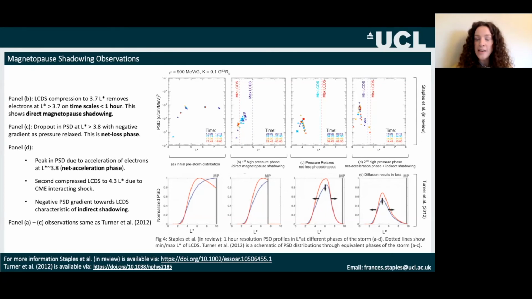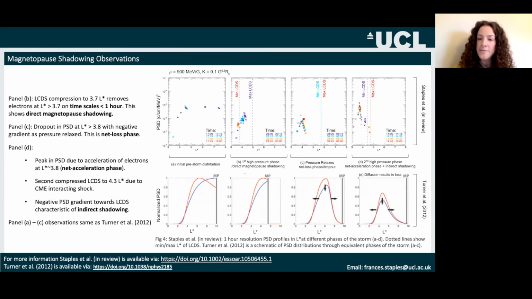Panel D that we show differs significantly from the panel D in Turner et al. of 2012. First of all, we have a growing peak in phase-space density at an L star of 3.8, and this will be due to localized acceleration processes, which indicates we are in the net acceleration part of the geomagnetic storm.